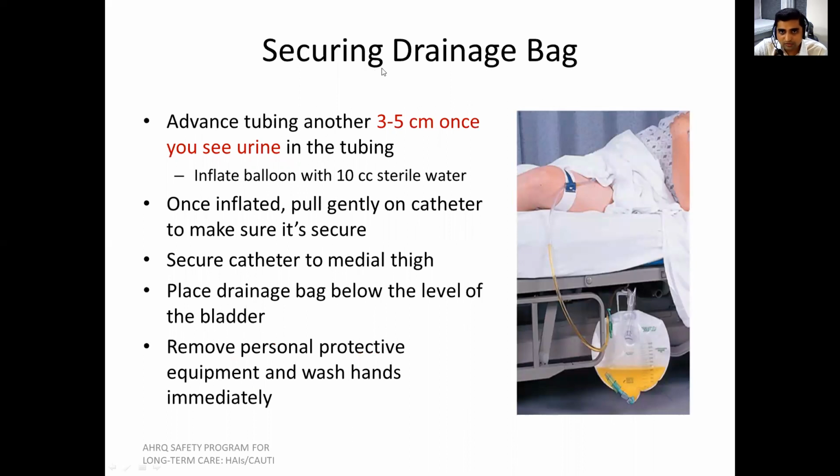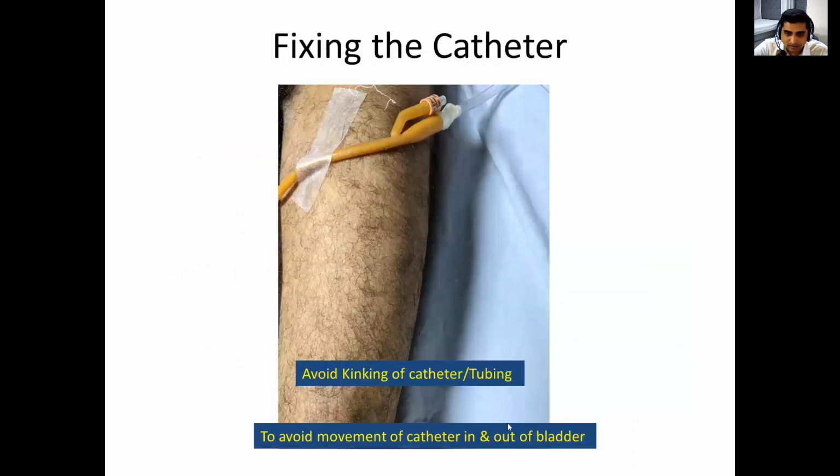This is how, after catheterization is over, you secure your catheter by fixing it to the medial aspect of the thigh. This is how the drainage bag should be fixed. Fixing the catheter is important, because if we don't fix it, there will be to and fro movement of the catheter inside and outside the bladder, and it will increase the risk of infection.